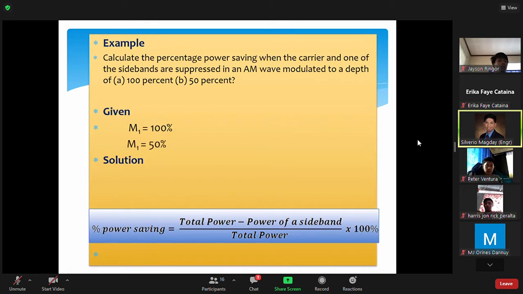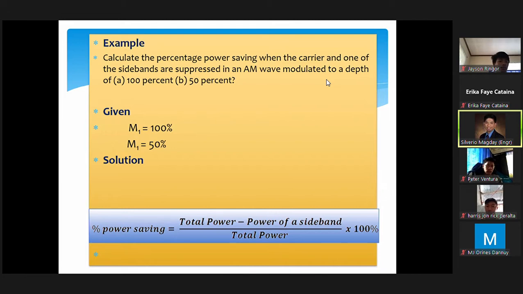And for example, for the calculation of percentage power saving: when a carrier and one of the sidebands are suppressed in an AM wave modulated to a depth of 100% and 50%, paano natin siya i-compute yung percentage power saving? Ito na po yung formula: total power minus the power of a sideband over the total power.